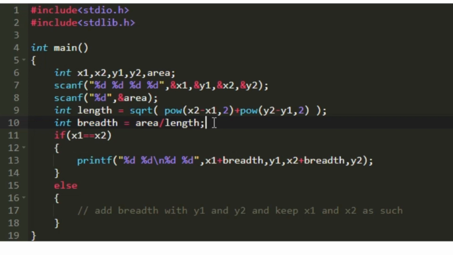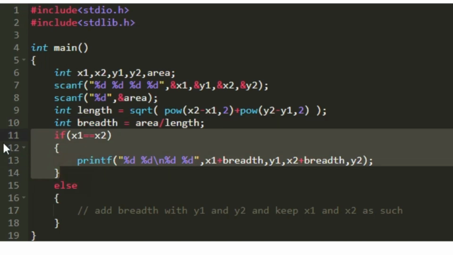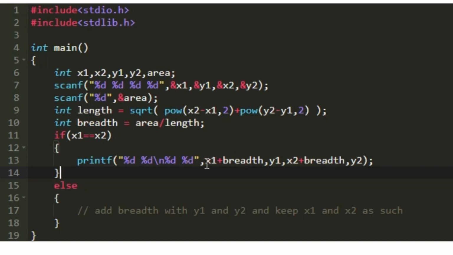Now as we discussed, we are going to print our output coordinates. If the x coordinates are the same in both the coordinates, we have to add the breadth to x, else we have to add it to y. So first, using the if condition, I am checking whether x1 and x2 are the same. If it is true, then we will be adding the breadth to x1 and x2 and we will keep the variables y1 and y2 as such. We won't be making any changes in y1 and y2. We will be adding the breadth to x1 and x2. So these two will be the new points.